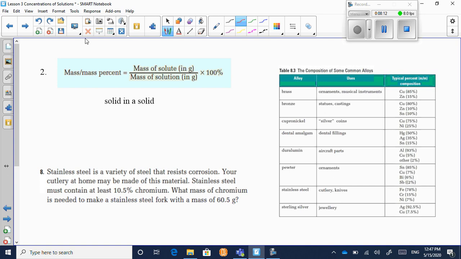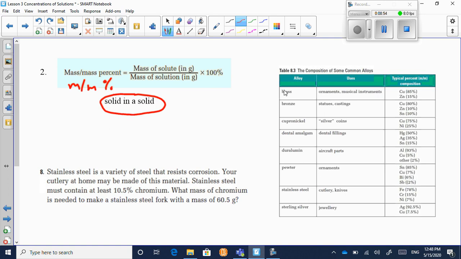Okay, the second type of concentration, quantitatively, is a mass percent. So you'll often see it written as an M/M percent or a percent M/M. And it's the mass of solute in grams divided by the mass of solution in grams. And it's normally when you combine a solid into another solid. And I wanted to put this little chart in here just to show you a really good example of this, which is with alloys. So alloys of metals are combinations of metals. And so you'd often give them as a mass percent.